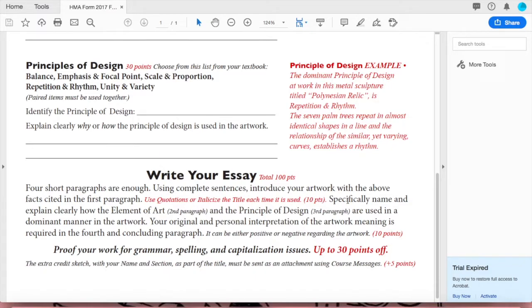All right, so specifically name and explain clearly how the element of art, 2nd paragraph, and the principle of design, 3rd paragraph, are used in a dominant manner in the artwork. Your original and personal interpretation of the artwork meaning is required in the 4th and concluding paragraph.